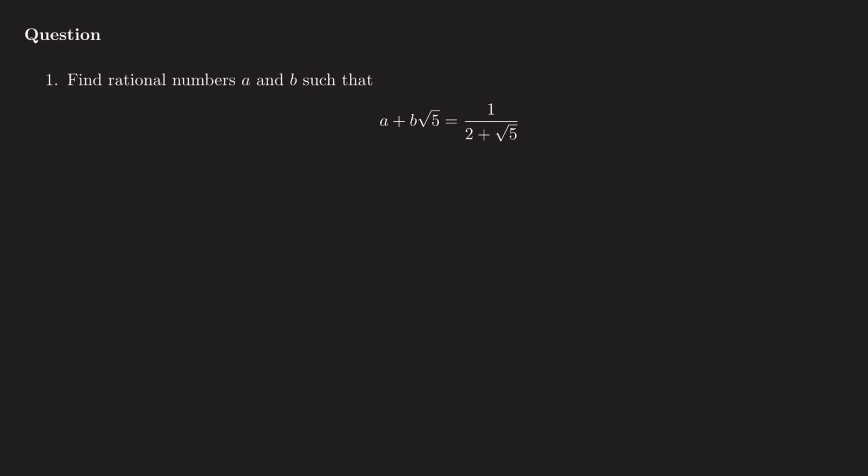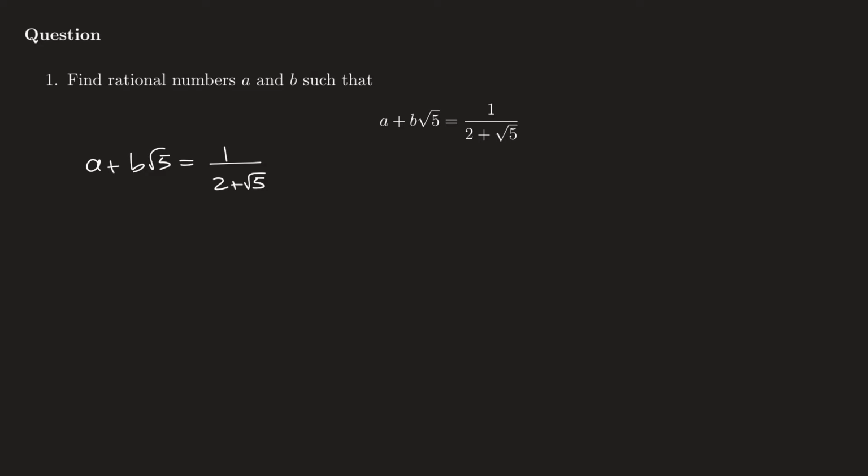The way to do this is you just need to rationalize the right side and get it in a form where you can compare the constant of the right side to a and the coefficient of root 5 to b, and you will get your values from there. So let's get into this question. The first line, let's just write out the question: a plus b root 5 is equal to 1 over 2 plus root 5. And like I said before, we can rationalize the right side.